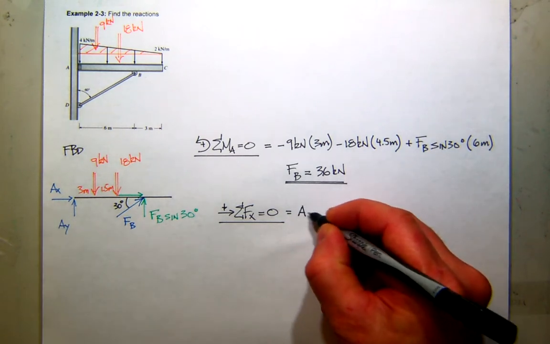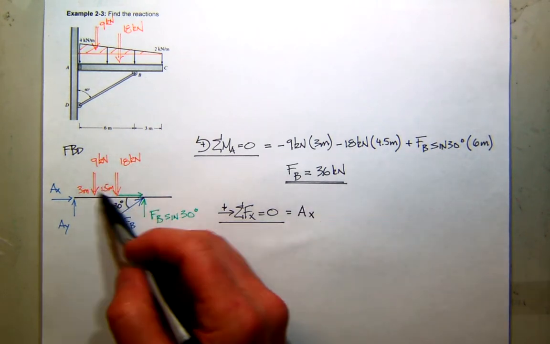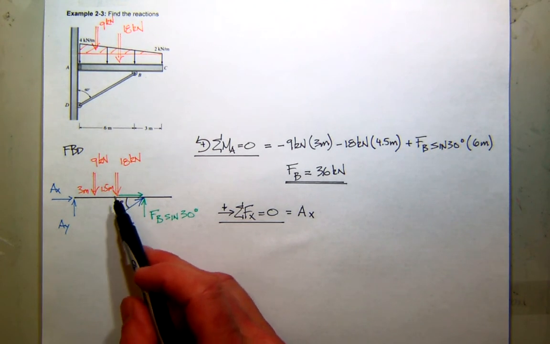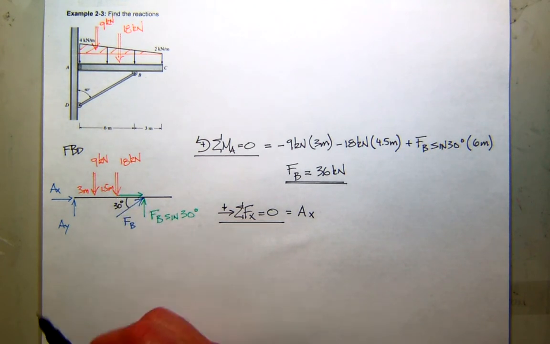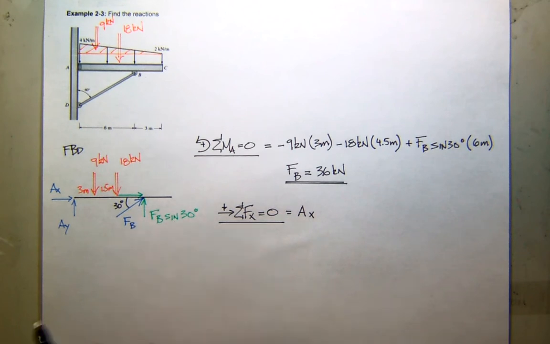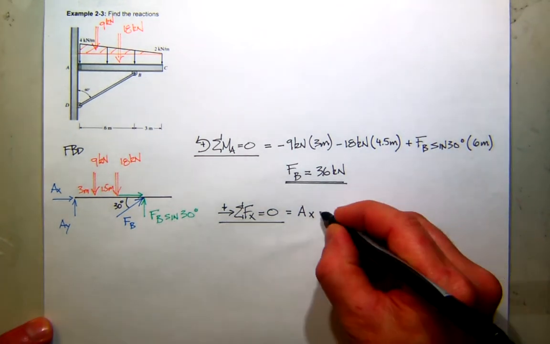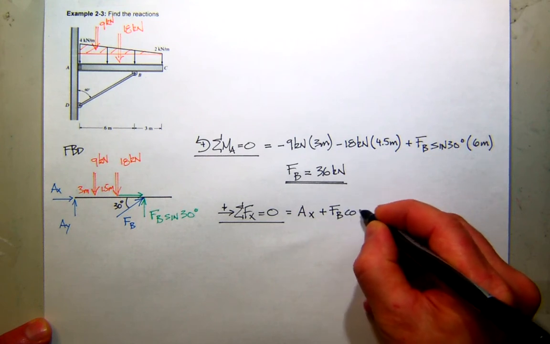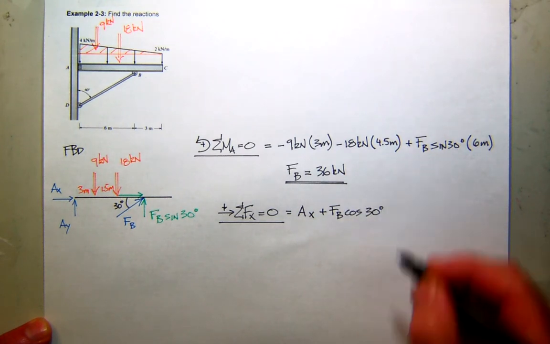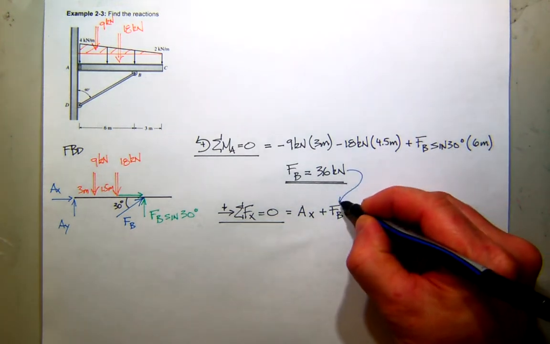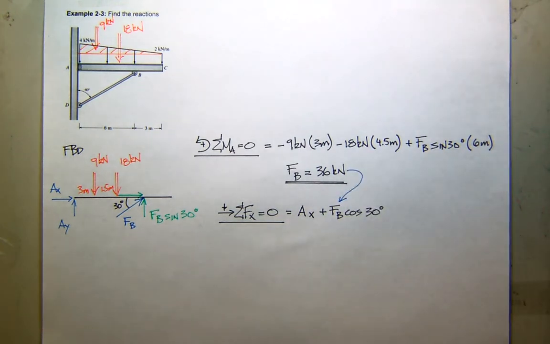Positive. I've got no applied loads here, but I do have a component of my FB, right? There it is right there. What would that be? That's going to be FB cosine 30. Is it positive or negative? Positive. So we got FB cosine 30. And of course I can take my value for FB and stick it right in there and solve for AX.